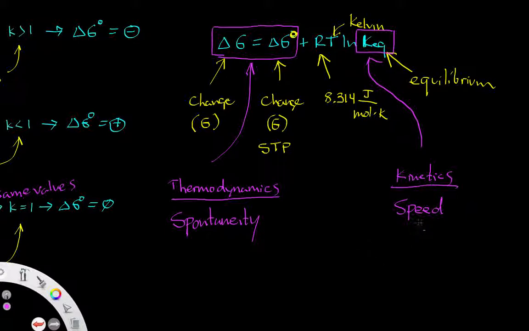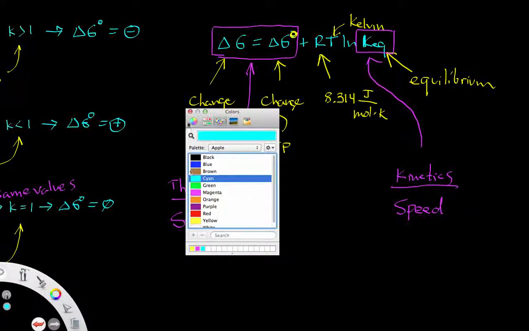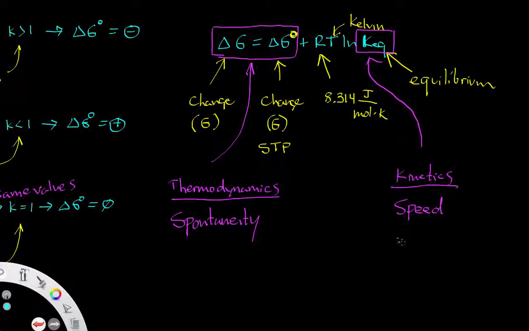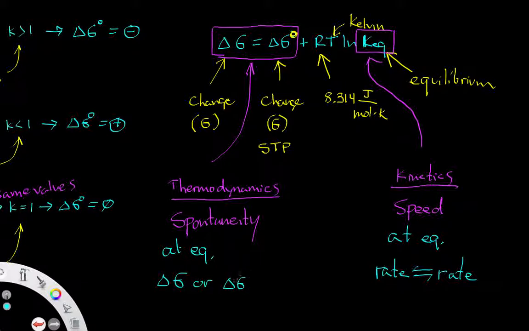Now remember, to be at equilibrium with kinetics, I'll just change colors here to show emphasis, I'm going to say at EQ, and that's for equilibrium. So at EQ, the rate of the forward reaction is going to be equal to the rate of the reverse reaction. Well, with thermodynamics, at EQ, delta G, or delta G standard, is going to equal 0.